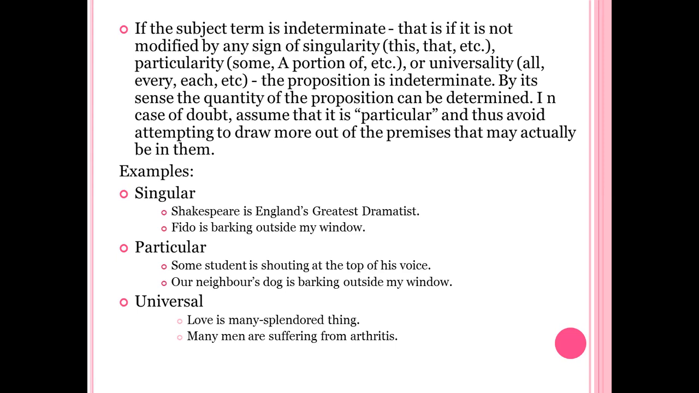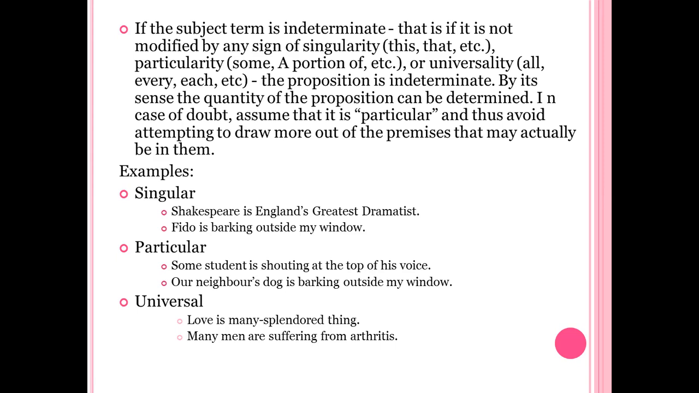Also remember, if it is a particular term or particular proposition, it may refer to a specific thing, such as our neighbor's dog is barking outside my window. Whose dog is barking outside your window? It's our neighbor's dog. So let's go on to universal. For universal, we have two example sentences. We have here, love is a many splendored thing.